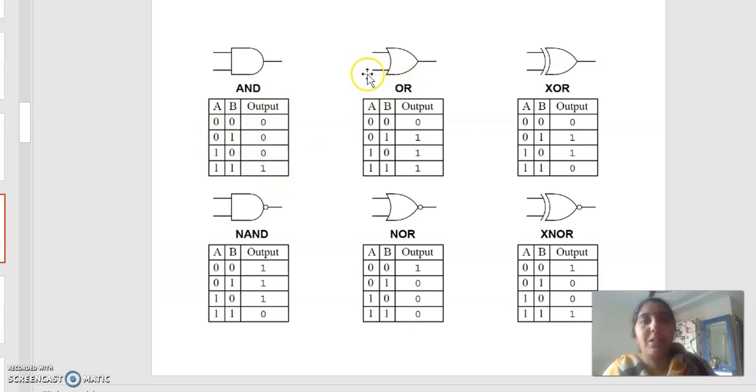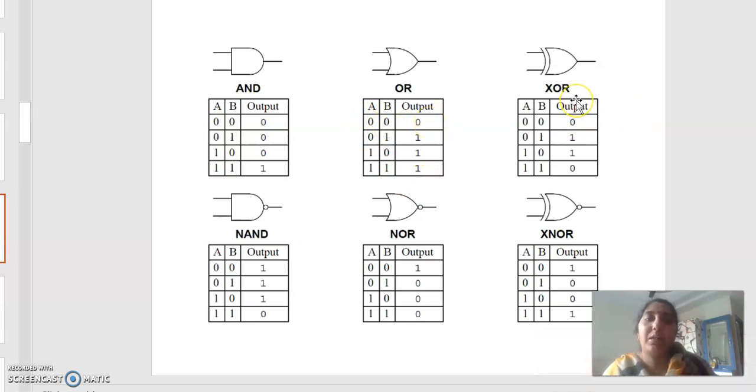OR gate. Even the OR gate requires two inputs and one output, and this is the symbol of the OR gate, which is generally used to draw the circuit diagrams related to the gates. Again, it has four combinations of the inputs in the truth table. In the OR gate, if any one of the inputs is equal to 1, the output is equal to 1. So that means if both the inputs are zeros, then only the output is 0.